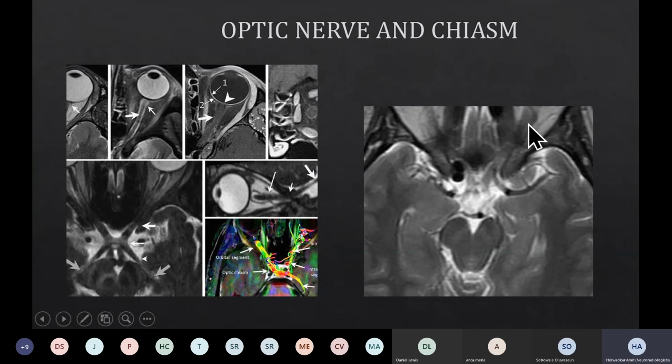Just to show you this example again, these are the orbits, these are the anterior clinoid processes, a bit of the brain coming here, the gyrus rectus over here, and you can see the optic nerves and the carotid artery very intimately related over here. And you can see this is the carotid termination, the middle cerebral artery over there. But what you can see over here is the optic nerve being compressed by this small aneurysm arising from the paraclinoid segment of the internal carotid artery.